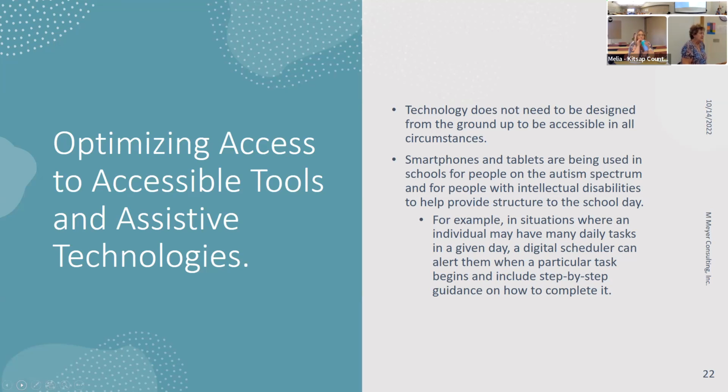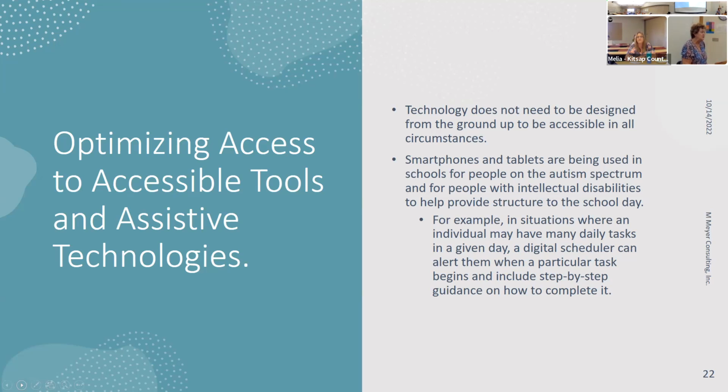Technology does not need to be designed from the ground up to be accessible to all circumstances. Like I said, texting is something that we use on a continual basis. Most, like Google and Firefox and, what's one that Mac uses? Oh, no, I haven't. Safari. They all have options for text to speech. And so it's finding some of those things that people need more access to.